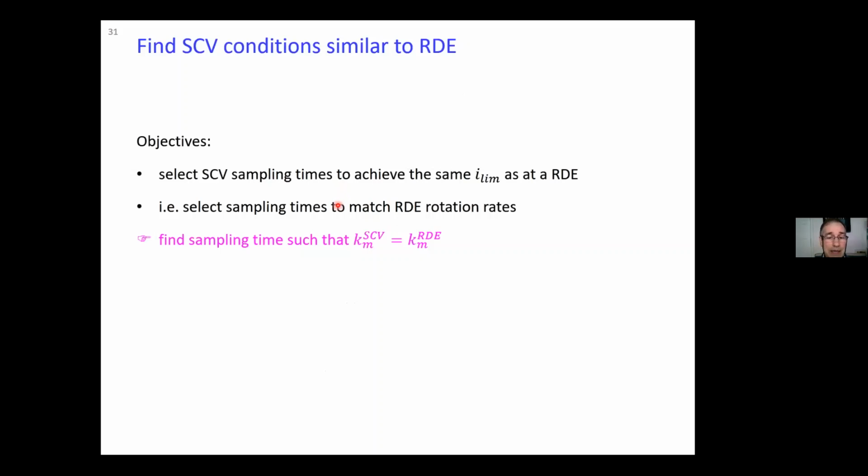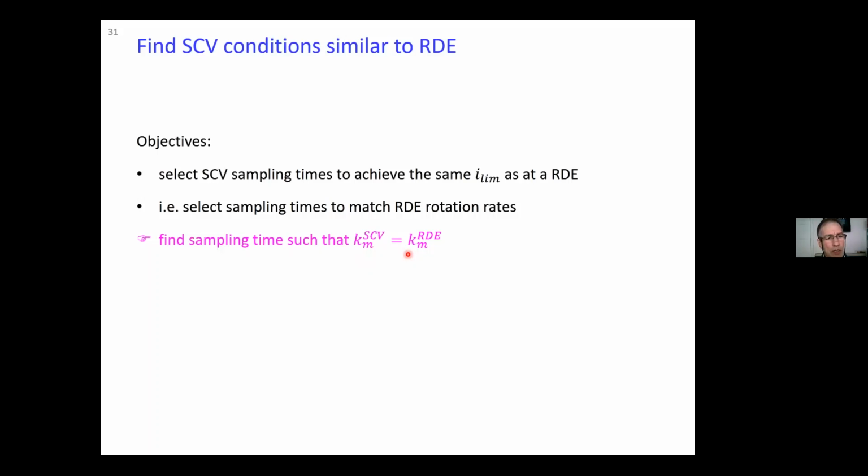So the idea is to work out a methodology to determine the sampling time that will give us the same mass transfer coefficient as you would obtain with the rotating disc electrodes. So we're going to find the time such that the mass transfer coefficient on the sample current voltammetry is equal to the mass transfer coefficient on the rotating disc electrode conditions.